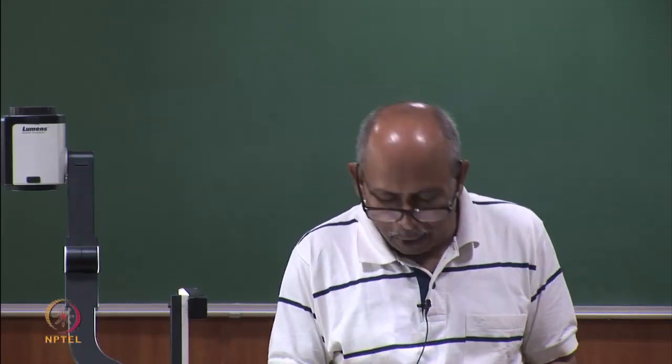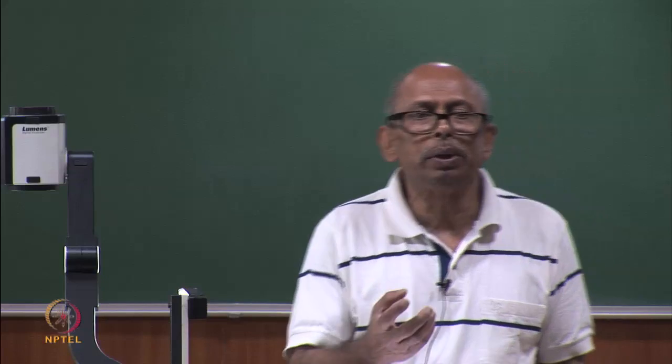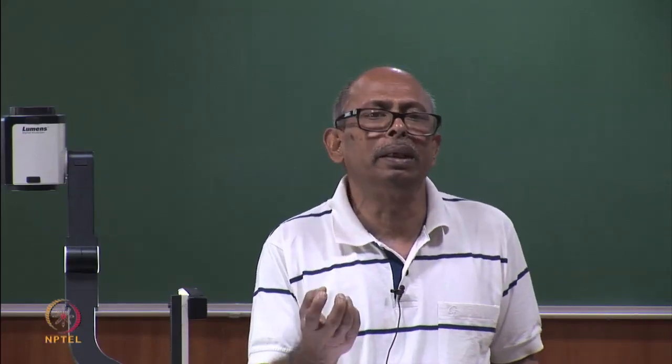So, it is for per unit mass. So, this is the amount of heat content of the air per unit mass, unit kg at a temperature T, and this is the moisture content, this is the specific heat of moisture vapor, and this is latent heat. So, we assume also that all vaporization takes place at 0 degree centigrade.